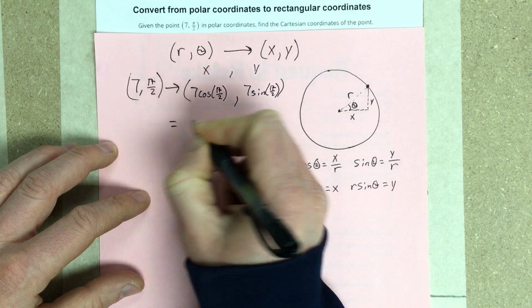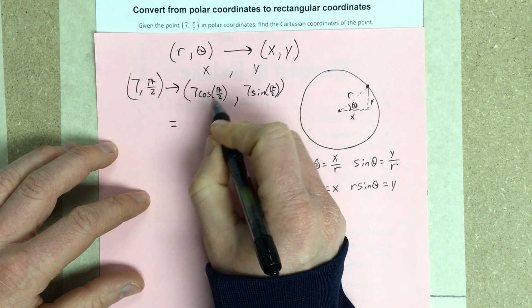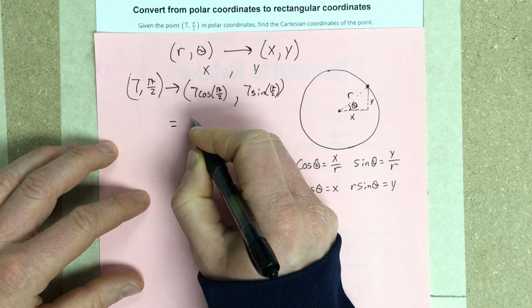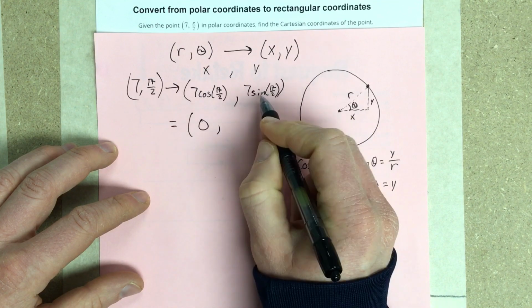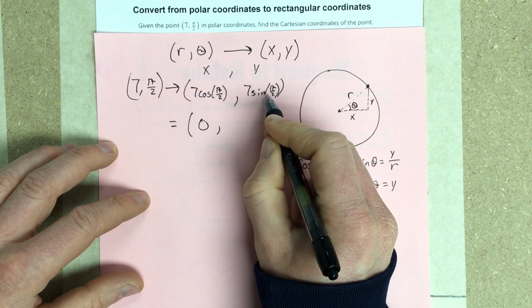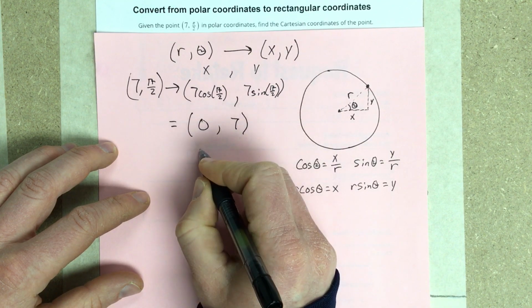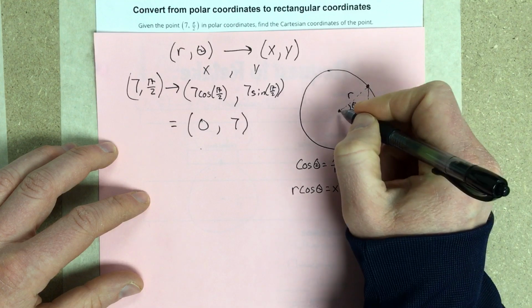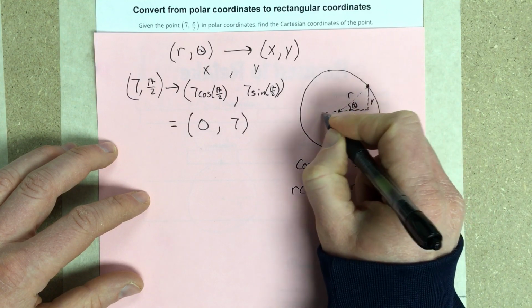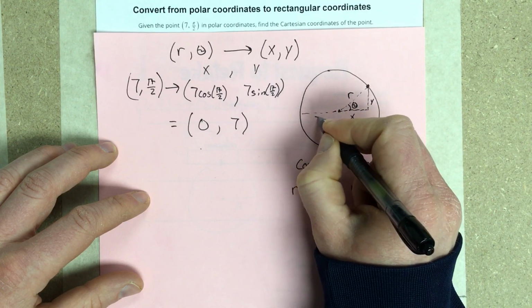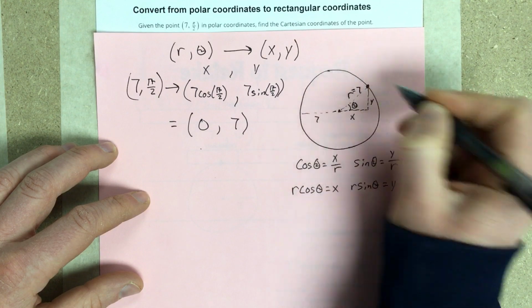Well, that's going to give you 7 cosine pi over 2. Cosine of pi over 2 is 0, and 0 times 7 is 0. Then sine of pi over 2 is 1, and 1 times 7 is 7. If I were to look at this graph here, the radius for this would have been a radius of 7. I'll just write 7 here.